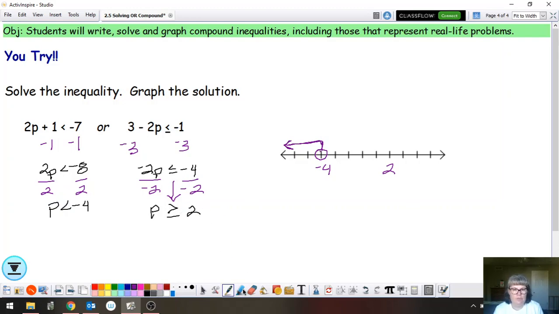And then for 2, it is equal to, p is greater than or equal to, so we need to fill in that circle. We need a solid circle. And p is representing all numbers greater than or more than 2, so we need an arrow to the right. So that is how we will solve compound inequalities that are of the OR variety of compound inequality.